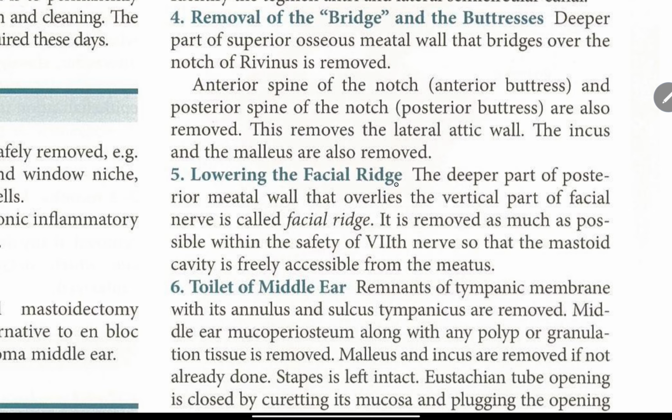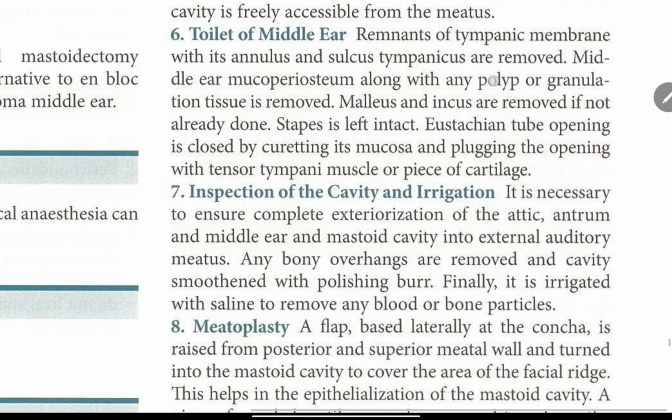5. Lowering of the facial ridge. The deeper part of the posterior meatal wall that overlies the vertical part of the facial nerve is also called facial ridge. It is removed as much as possible within the safety of seventh nerve so that the mastoid cavity is freely accessible from the meatus.